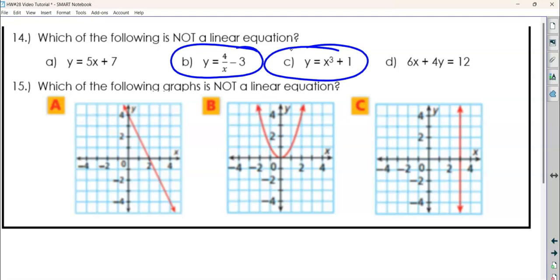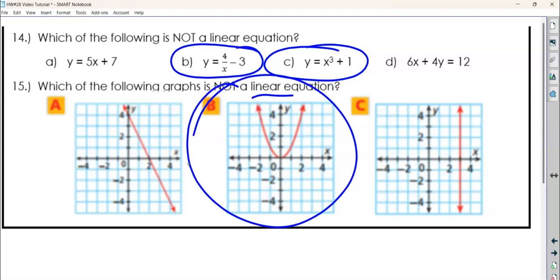These are both not. All right, which of the following graphs is not a linear equation? And linear means straight line. This is the only one that's not. All right, that concludes the tutorial for homework number 28.